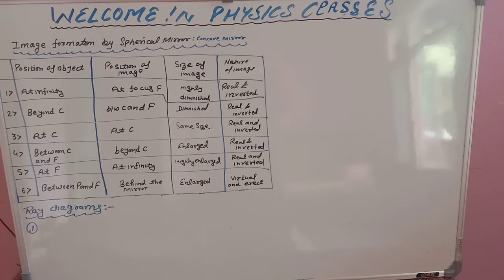So whenever you are drawing ray diagrams, first you need to see from the table: what is the position of the object? Infinity. Infinity means it is very far, you can't reach there. Beyond your reach. At focus, the image will form at the focus. Highly diminished, very small. Real and inverted. So let us draw the ray diagrams.